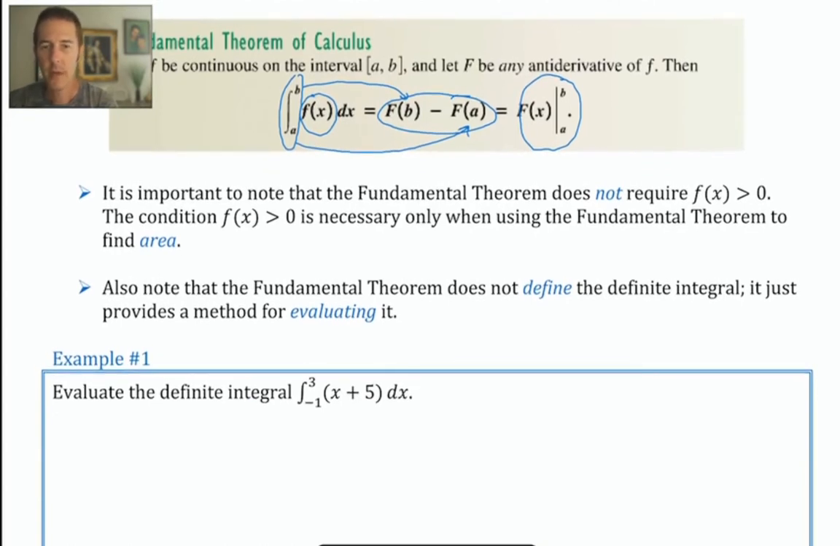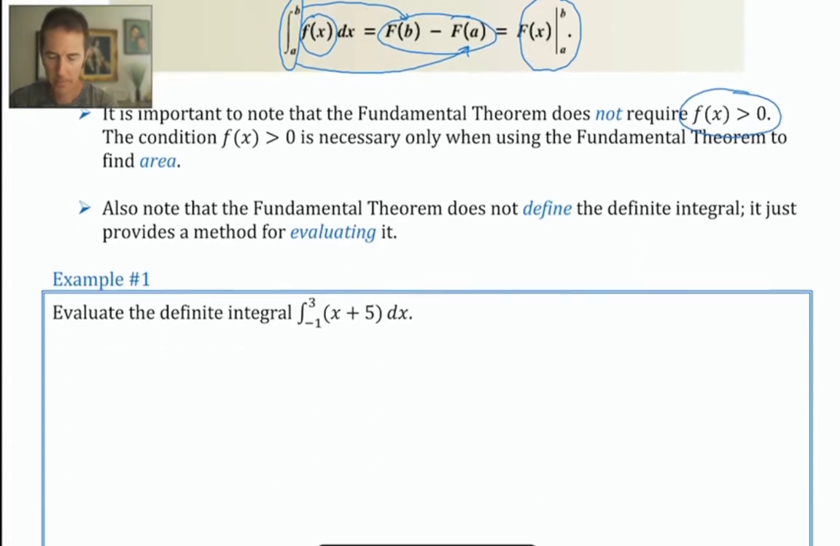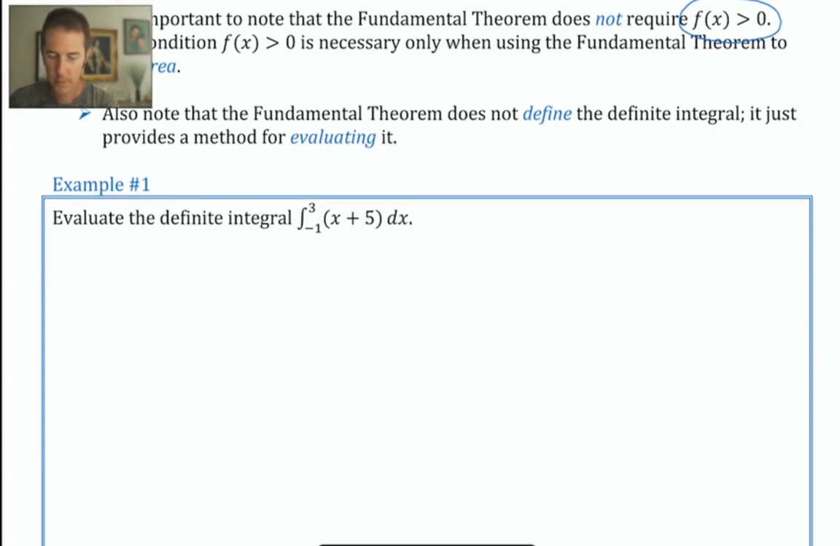The fundamental theorem of calculus does not require that our function always be greater than 0. The curve can dip down below the x-axis where the y values are less than 0. That's allowed. And the fundamental theorem of calculus did not define the definite integral, it just provides a method for evaluating it. Let's evaluate maybe your first ever definite integral.